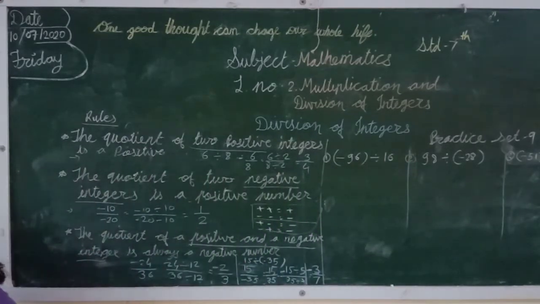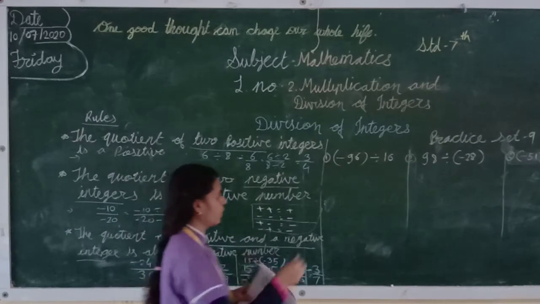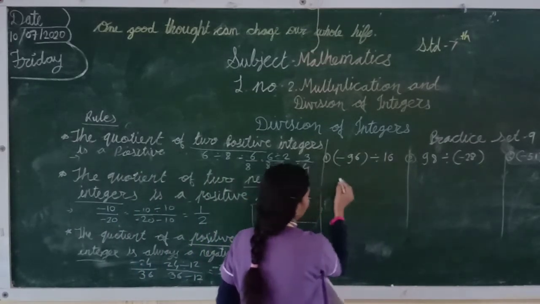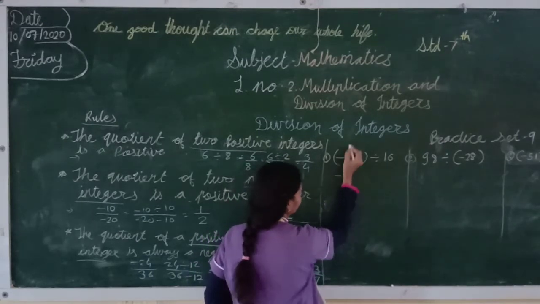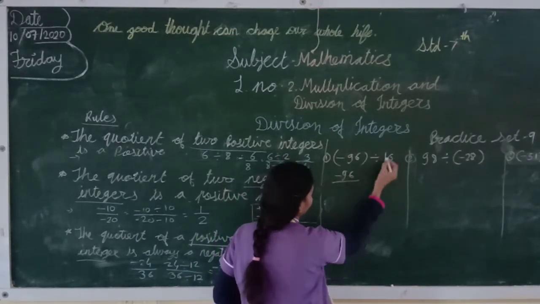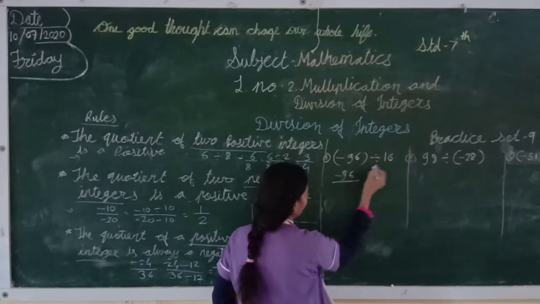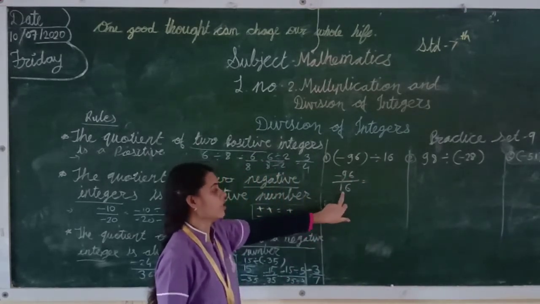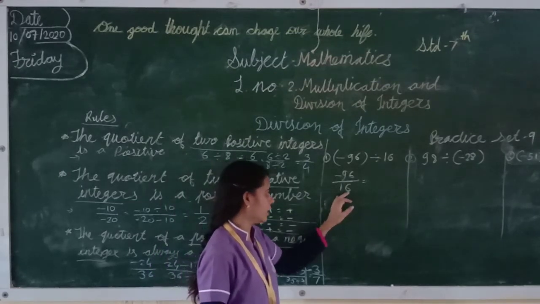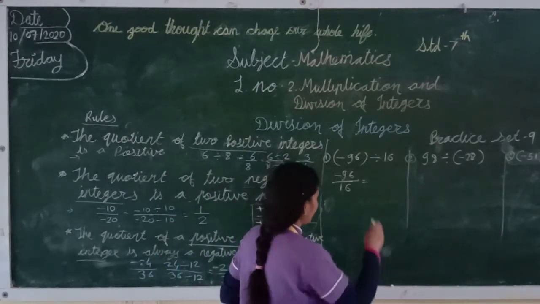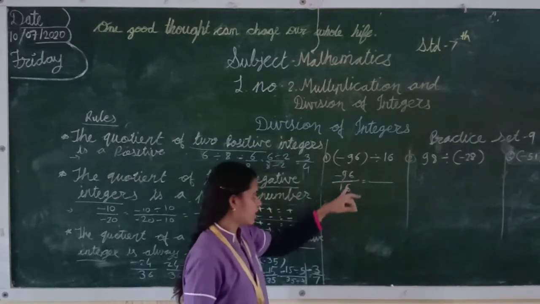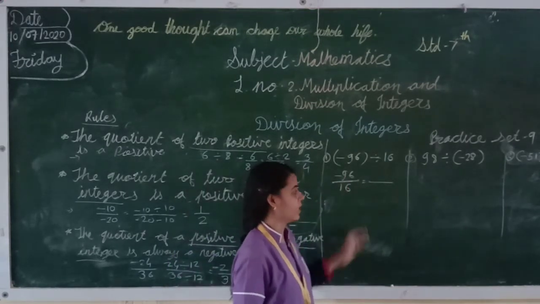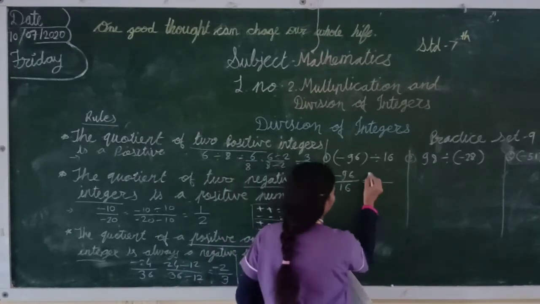Okay, now we will do practice set 9. First one: minus 96 divided by 16. Now students, we will divide it by 16. I hope students you have learned this table. Both numbers, 96 and 16, can be divided using the table of 16, so we will divide it by 16.